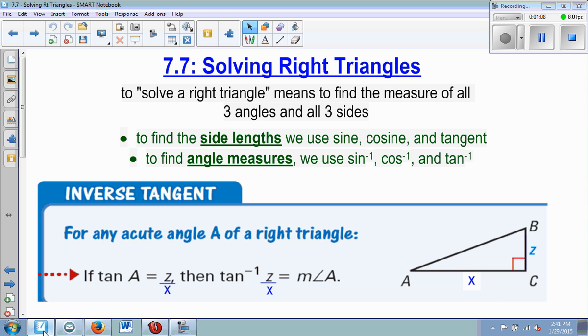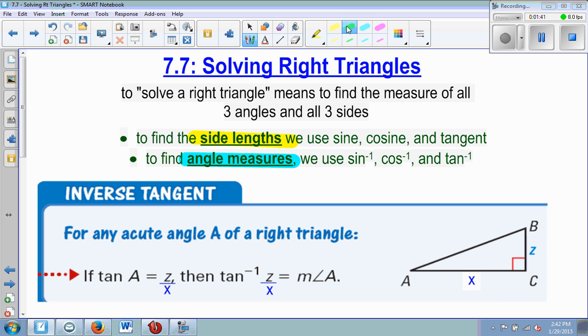Now, the difference between sine, cosine, and tangent and sine inverse, cosine inverse, and tangent inverse is what they find for us. Anytime we use sine, cosine, or tangent in the calculator, we're using it to find side lengths of the triangle. Anytime in the calculator we use sine inverse, cosine inverse, and tangent inverse, we're using those to find missing angle measures in the triangle. So depending on what you're trying to find tells you which thing you're supposed to use.